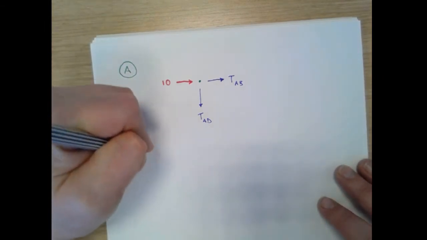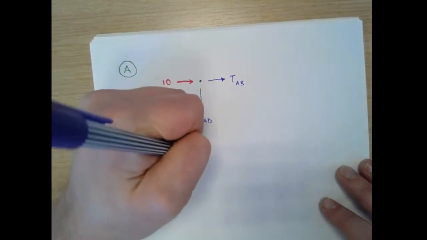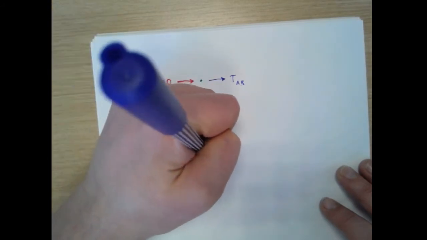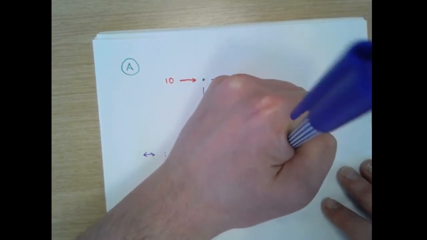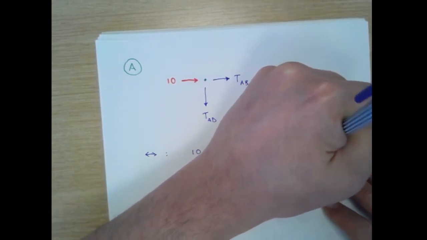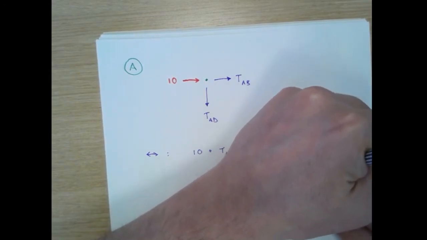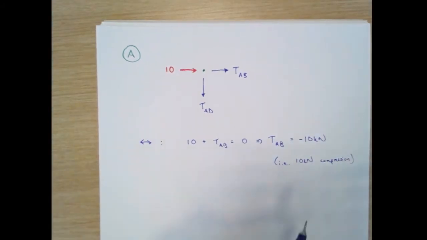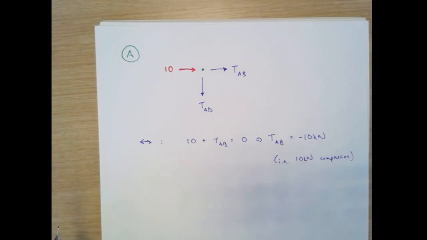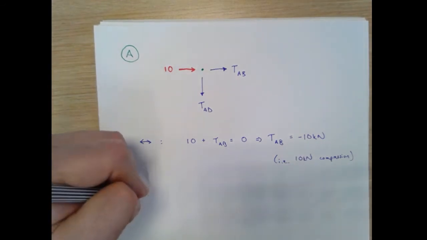I can say, resolving horizontally, forces acting to the right, which is 10 plus TAB equals 0. So TAB equals negative 10 kilonewtons, i.e. 10 kilonewtons compression. And this is always what I'm going to do. I'm going to assume that my members are in tension when I draw them on my joint diagrams. And then if they're not in tension, I'll get a negative number and I'll know that means compression.